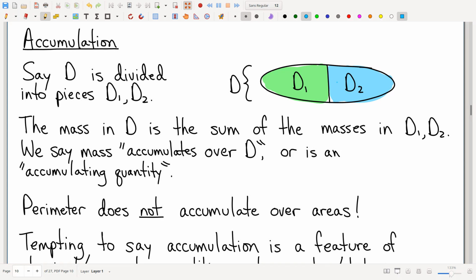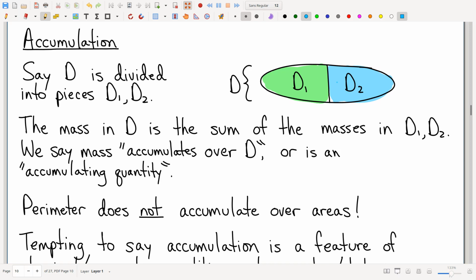Right? So here's another one. Population. Population is an accumulating quantity in the sense that it accumulates over areas. If you look at the population of North Carolina as a whole, and then if you look at the population of just the western half of North Carolina and just the eastern half of North Carolina, yeah, same, right? You're not going to generate people by drawing imaginary lines. All right, so there's this idea of an accumulating quantity.